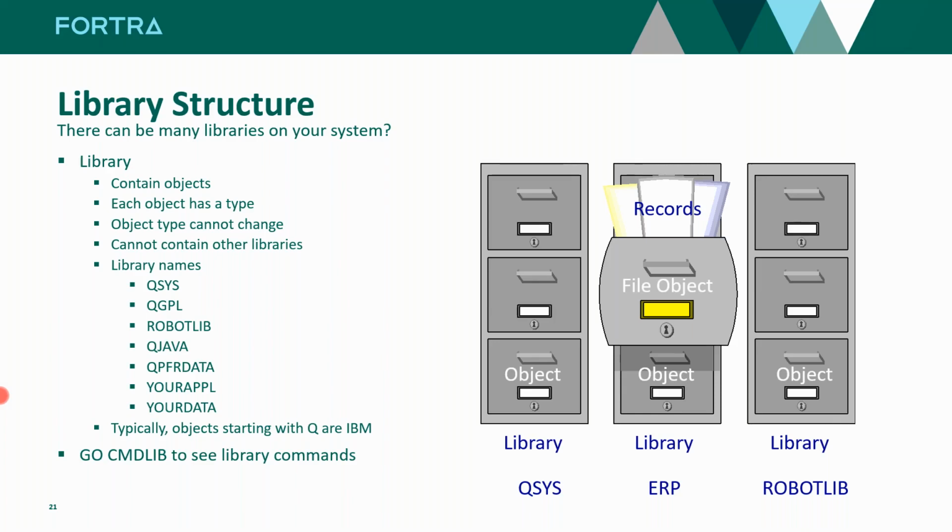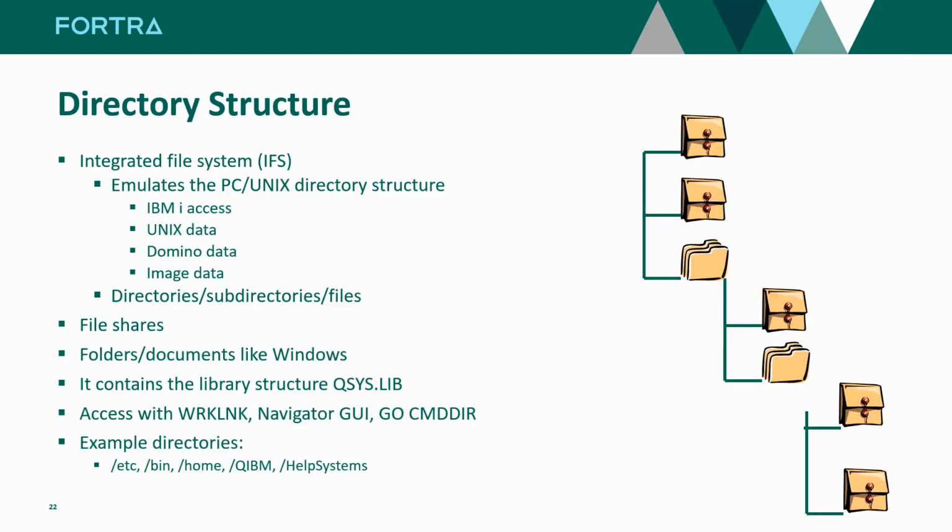But then when they started trying to make the IBM i more compatible with the rest of the OSes, they came up with the directory structure. And the library structure is actually inside this directory structure. This directory structure is called the IFS, the Integrated File System, which is basically an emulation of a PC and a Unix-like directory. The IBM i has access to it.